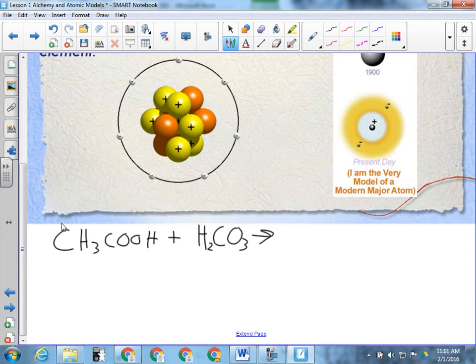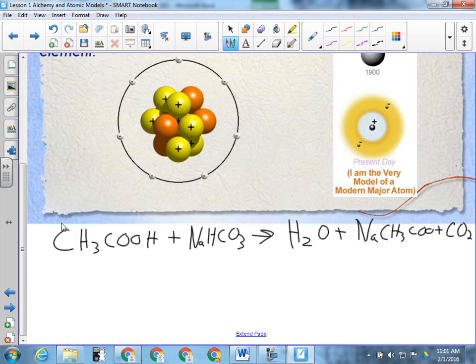Whoops, sorry, that's not the right stuff. Sodium hydrogen carbonate, HCO3. So when you have this reaction going on, on the other side of this reaction you get water, you get sodium acetate, and you get carbon dioxide. Certainly these look a lot different. One's a gas, one's a clear liquid, one's a white solid. When I started out I had a white solid and a smelly clear liquid.